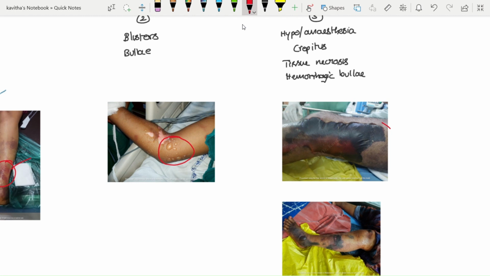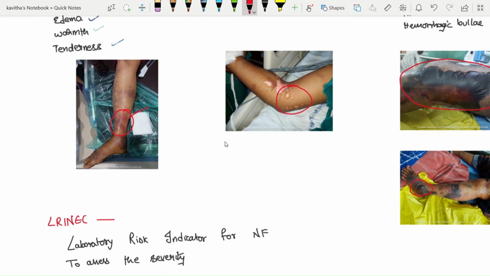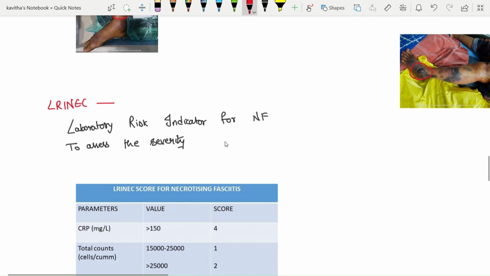And tissue necrosis, here this is an area of necrotic or gangrenous tissue, and hemorrhagic bullae. Here you can see the bullae is not clear, here it is clear, here it is not clear, it is hemorrhagic bullae. There is a scoring system for necrotizing fasciitis which mostly don't know, that is LRINEC, that is Laboratory Risk Indicator for Necrotizing Fasciitis.